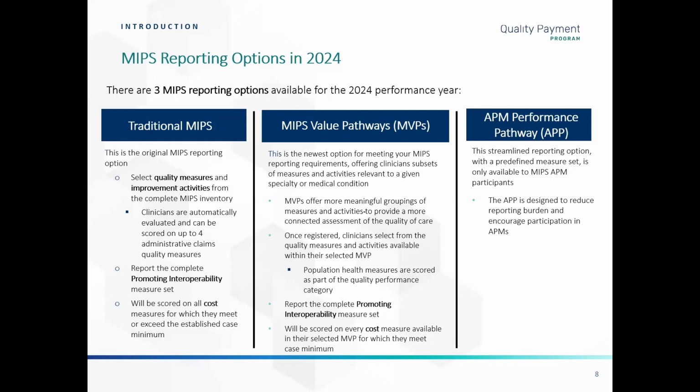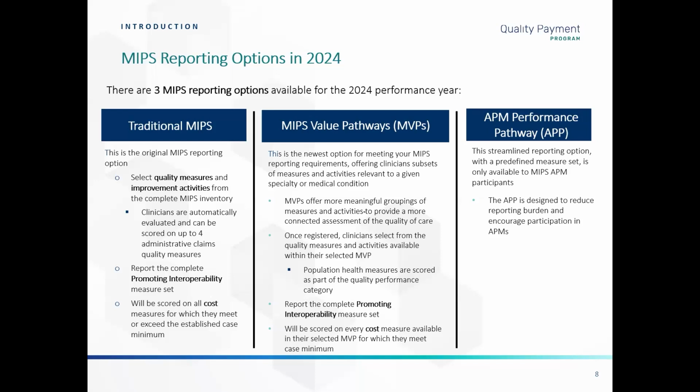The second option for reporting to MIPS is MIPS Value Pathways, or MVPs. MVPs are essentially a meaningful grouping of measures and activities to provide a more connected assessment of the quality of care. You select the MVP to which you will report, and you select quality measures and activities that are available within that MVP. Population health measures are scored as part of the quality performance category. You report the complete promoting interoperability measure set. And again, you'll be scored on every cost measure available in the selected MVP for which you meet the case minimum.